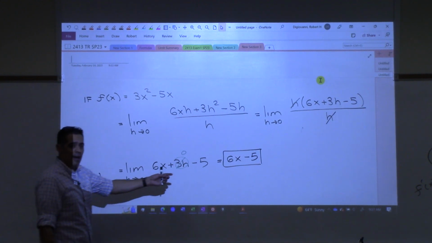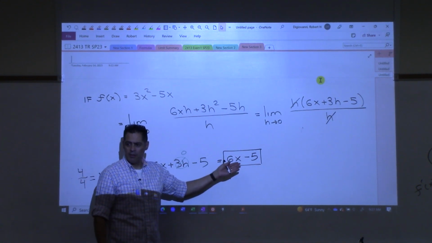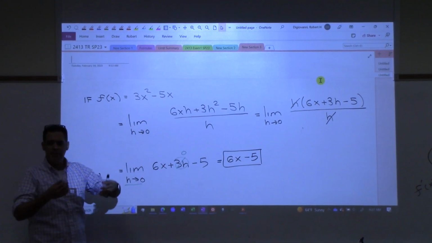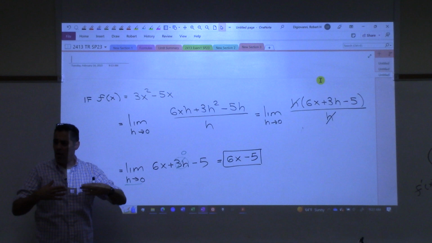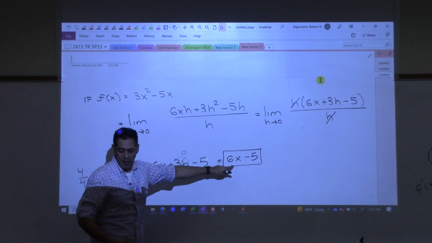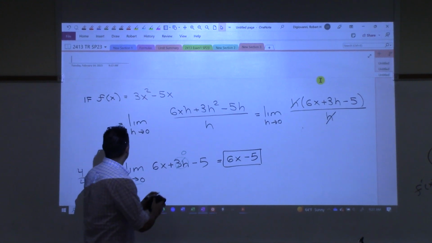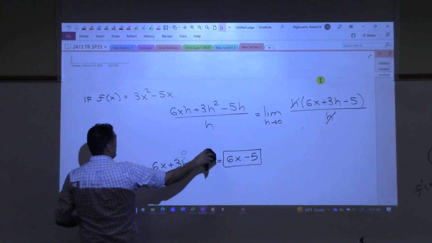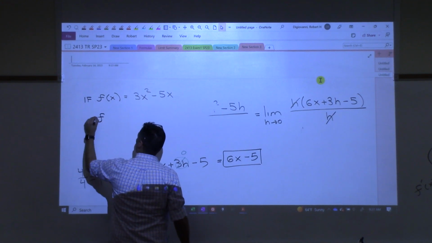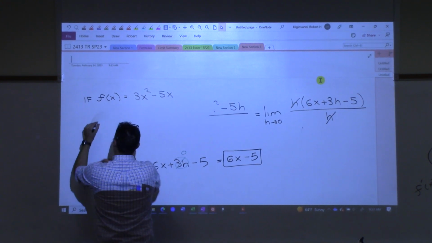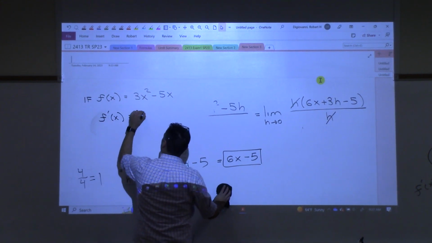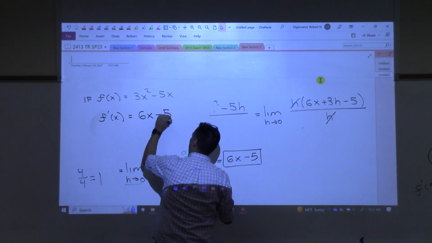Do you all see now that this is a new function, right? We started with a quadratic function, and we found this new function, which we call the derivative of that function. And that derivative is this function right here, which happens to be what type of function? If I were to ask you to graph that, what would that be? A linear function. Good. So I'm going to put this up here. We just found that the derivative of this function is equal to 6x minus 5.